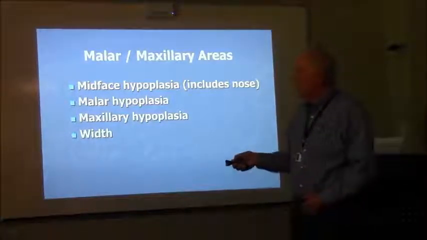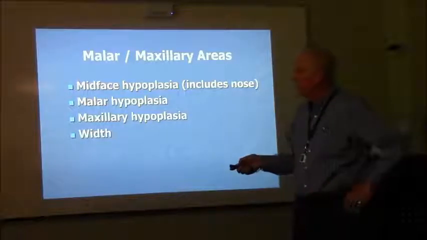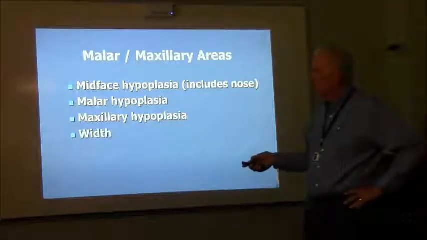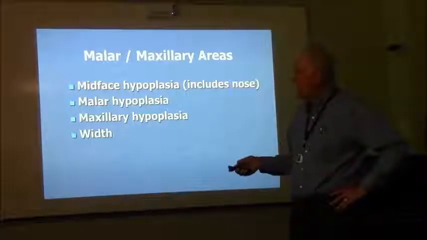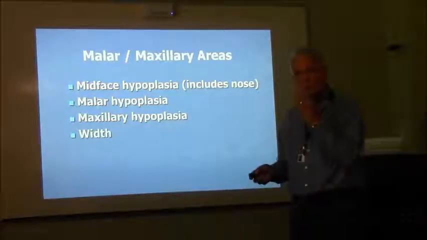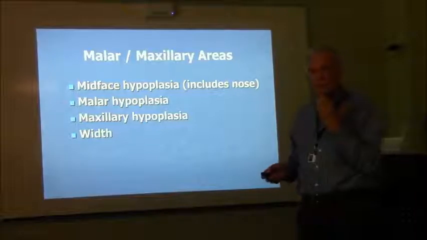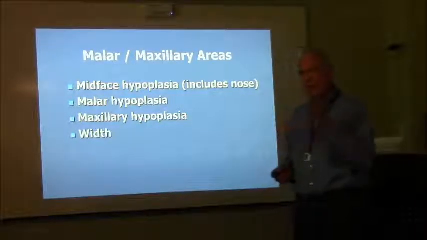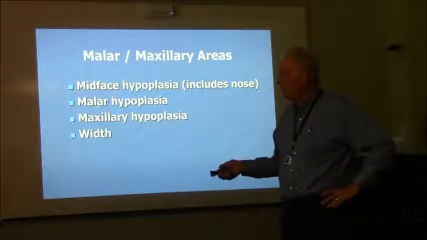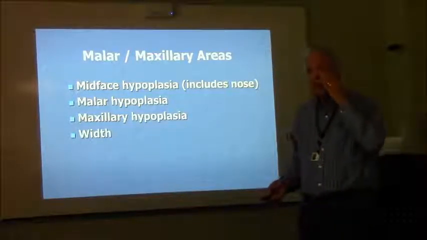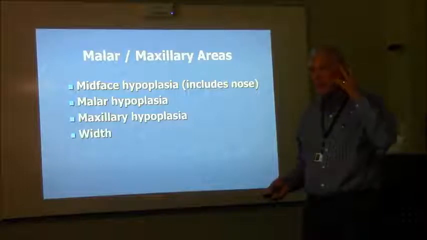We talked a little bit about malar maxillary development. There are a number of conditions in which the whole mid-face is hypoplastic. I personally need to have the nose to be hypoplastic too, but that's not the way the literature works. And I'll show you some examples of both. Malar hypoplasia is the area below the eyes down to the corners of the mouth and around.